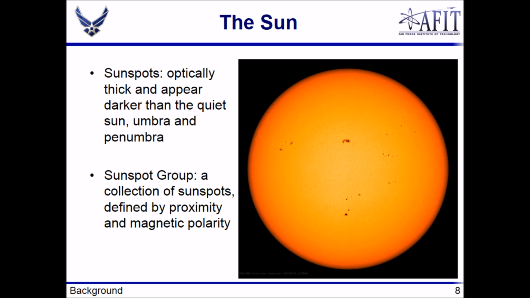Now this picture is for solar maximum. We can see a large number of sunspot groups on the sun, and I want to define quickly: sunspots are just optically thick regions, and they appear darker than the quiet sun. They're mainly comprised of two basic regions: the umbra, which is the center dark region of the sunspot, and the penumbra, which is the not so dark region surrounding the umbra, but it's still dark compared to the rest of the quiet sun.